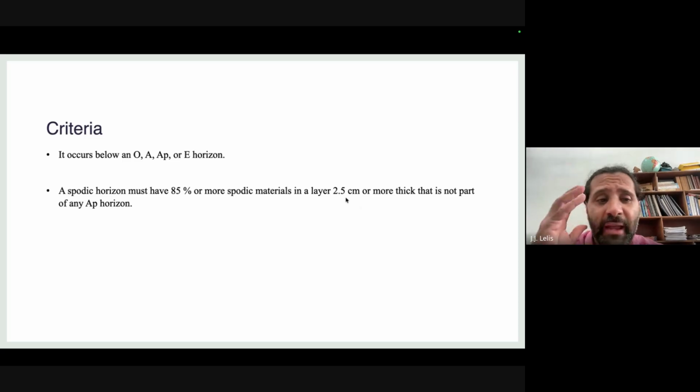Okay, guys, I love this horizon. I really love it because the spodic horizons are connected to geomorphology. So you can connect the geomorphology and soil genesis at the same time. Why am I saying that? Because as I said, the spodic horizon is formed by organic clay migration, and this organic clay migration usually stops at the water table level.